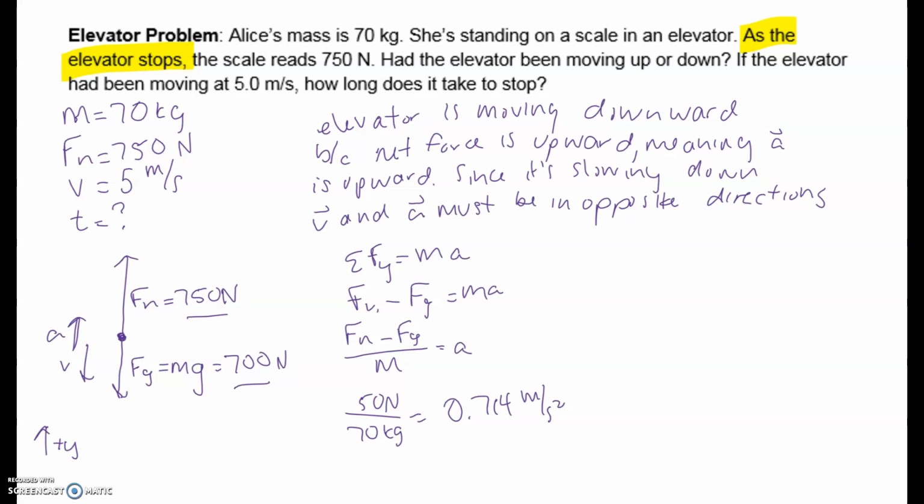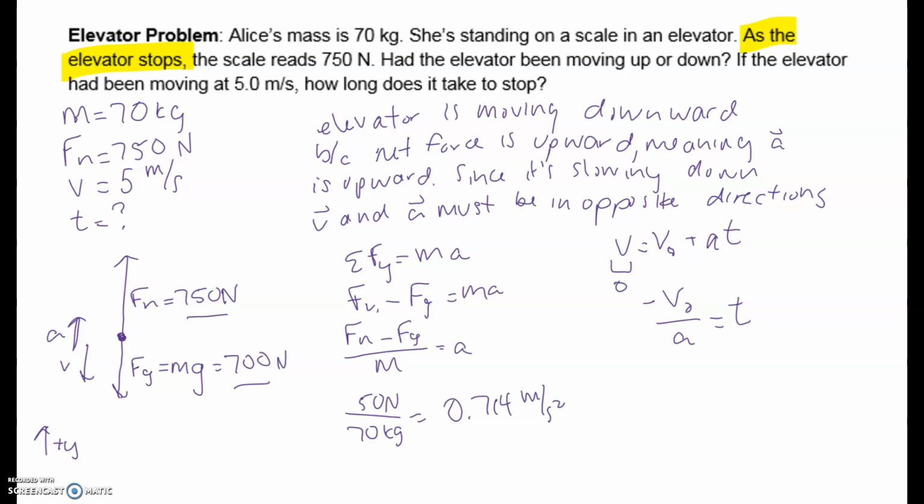Okay, now that we have acceleration, we can use kinematics to find the time. We know the initial velocity is 5 meters per second, and we know the final velocity is 0. So let's use the velocity equation: final velocity is initial velocity plus acceleration times time. We know our final velocity is 0, so we end up with negative initial velocity divided by acceleration gives us time. Forgot the negative sign there, apologies.